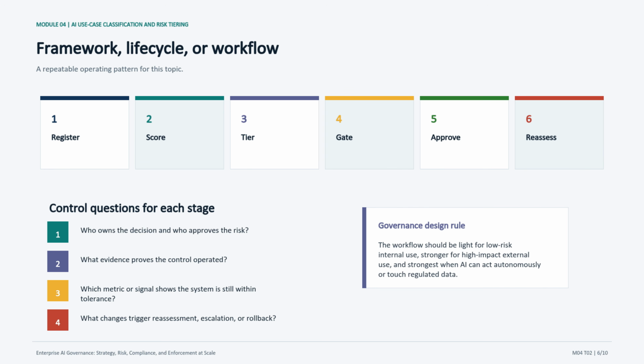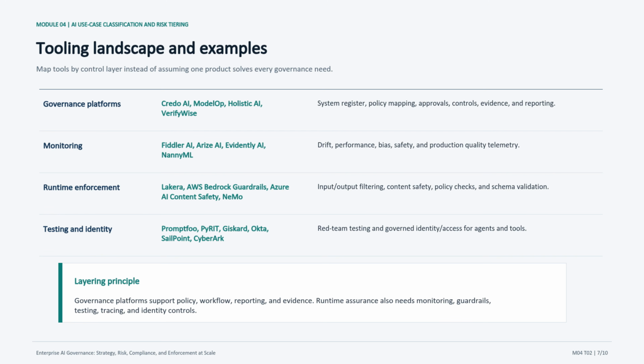Low risk internal uses should not be buried in process, but high impact external systems, regulated data, and autonomous agents need stronger gates and runtime controls. Once the workflow is clear, we can talk about tooling without falling into the trap of assuming one platform solves every layer of governance.